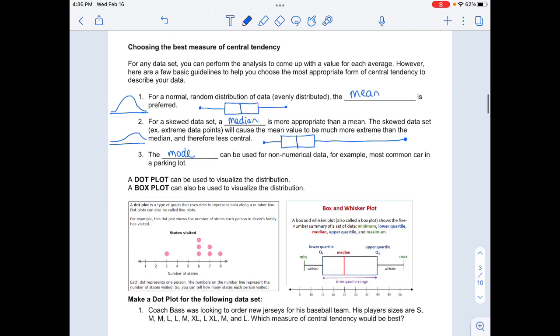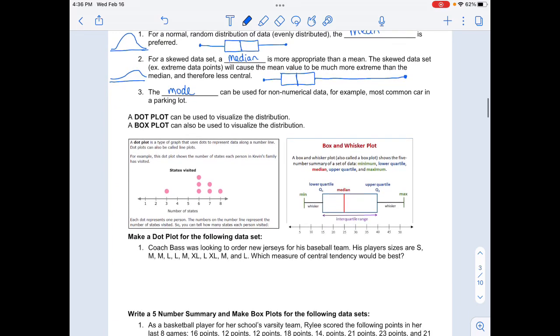Okay? So there's two ways even further that we can visualize these. The first one we kind of saw a little bit is called a box plot. I guess that's the second one. It can also be called a box and whisker plot, and then there's also a dot plot. So the dot plot uses dots to represent how many items or people represent each categorization. So in this case, Kevin's family is asked how many states they have visited other than their own. So one person has visited 3 other states, 3 people have visited 6, 2 people have visited 7, and 1 person has visited 8 other states, okay?